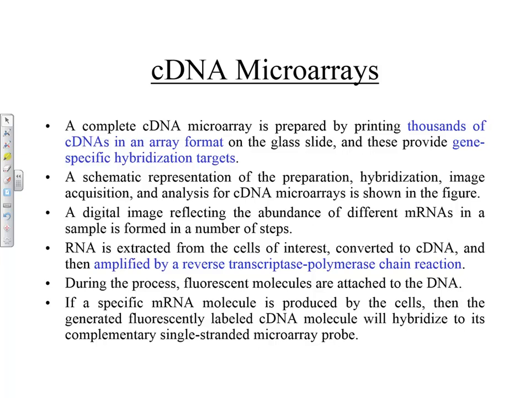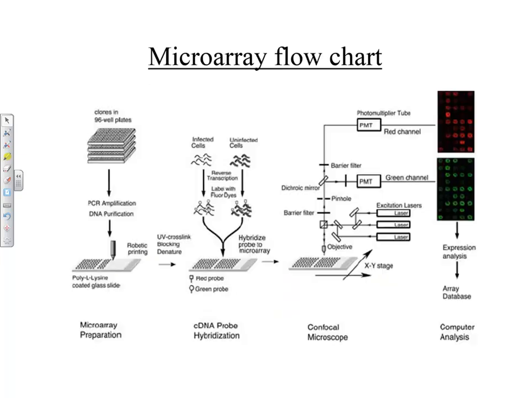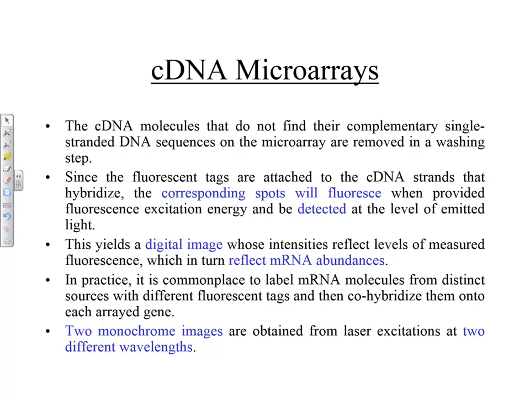So during the process, fluorescent molecules are also attached to the new DNA that is being formed. So if a specific mRNA molecule is produced by the cells, then the generated fluorescently labeled cDNA molecule will hybridize to its complementary single-stranded microarray probe. And now you would be in a position to shine light on it and see how much hybridization has taken place. The cDNA molecules that do not find their complementary single-stranded DNA sequences on the microarray are removed in a washing step.